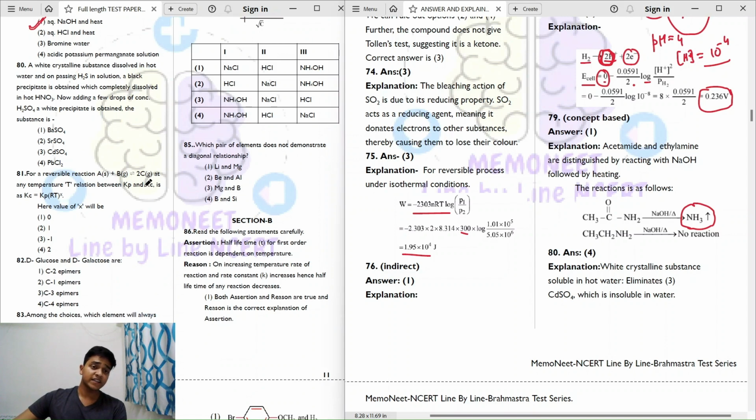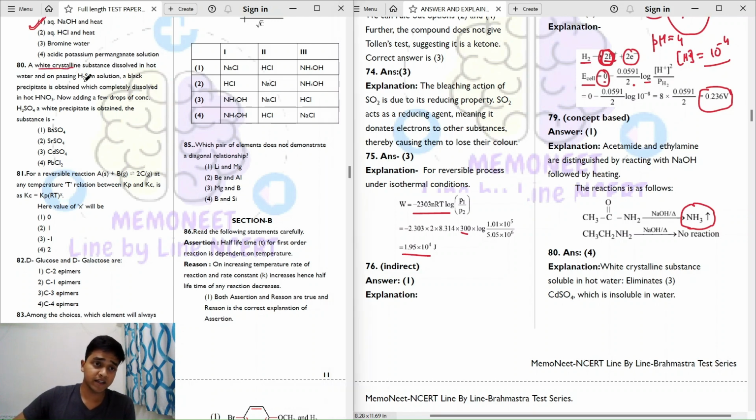The question says a white crystalline substance is dissolved in hot water, and on passing H2S in solution, a black precipitate is obtained. It is a practical chemistry question, so we'll just go step by step. The black precipitate is completely dissolved in hot HNO3. Now adding a few drops of concentrated H2SO4, a white precipitate is obtained. So we have plenty of information.